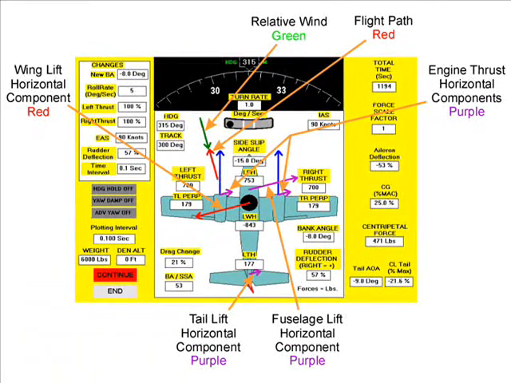This simulation shows the motion and all of the forces in the horizontal plane acting on a 6,000-pound light twin. Force values are shown in pounds, along with their vectors drawn to scale. Flight path direction is shown in red, and its opposite, relative wind, is shown in green.